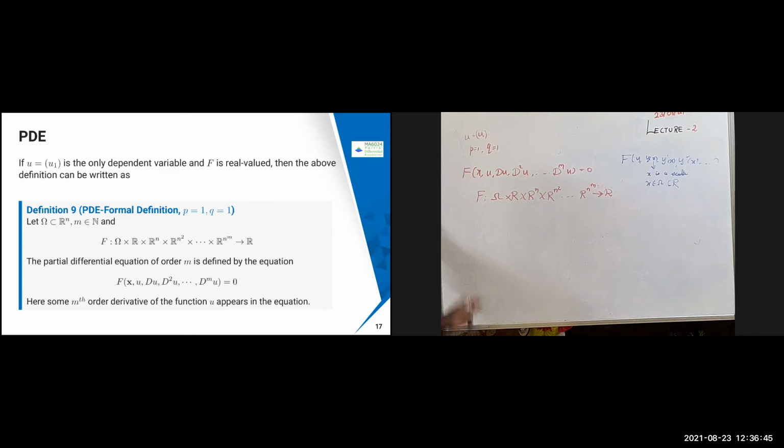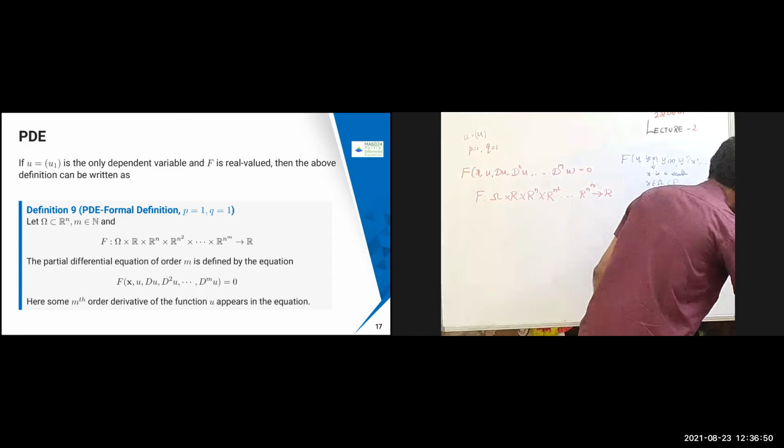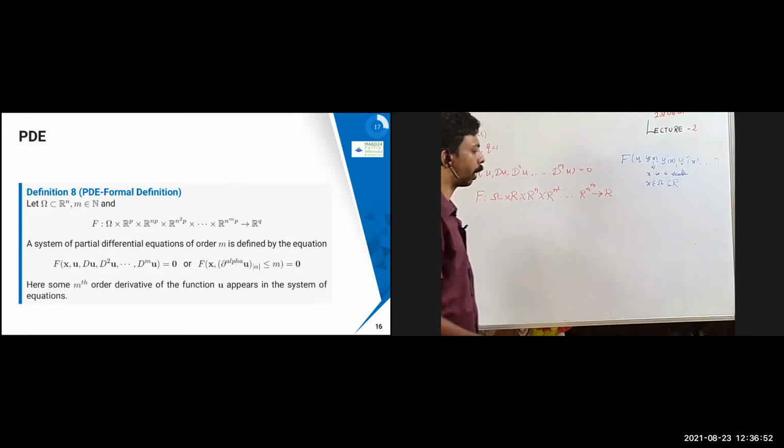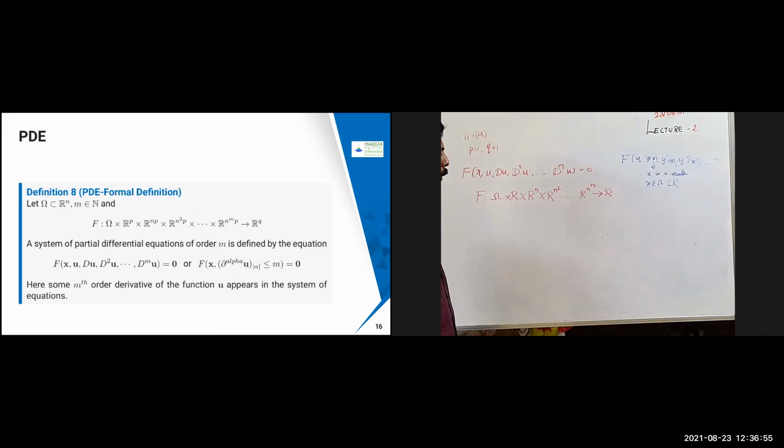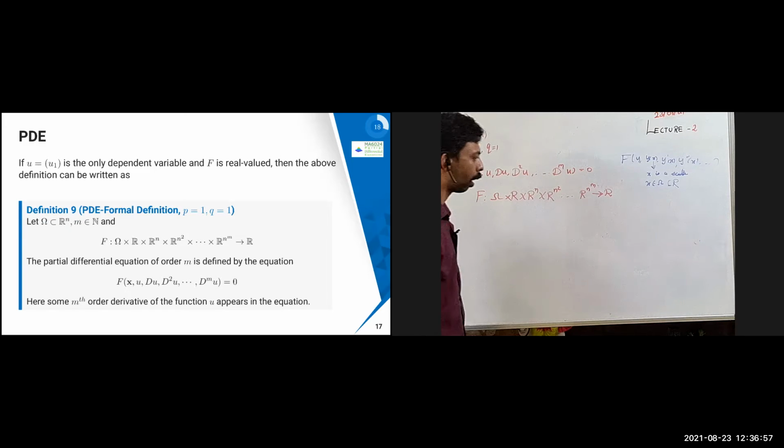Same thing, wherever p was there in the previous one, I just replaced it with 1. Wherever q was there, I replaced it with 1. That's all. This is simple, with only one dependent variable.